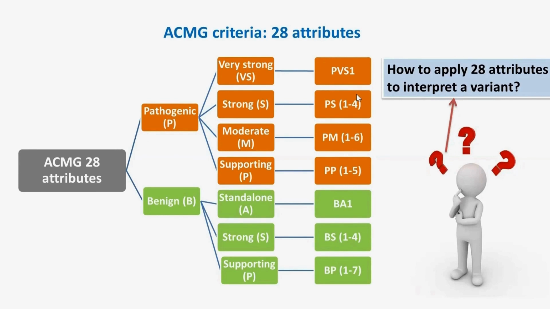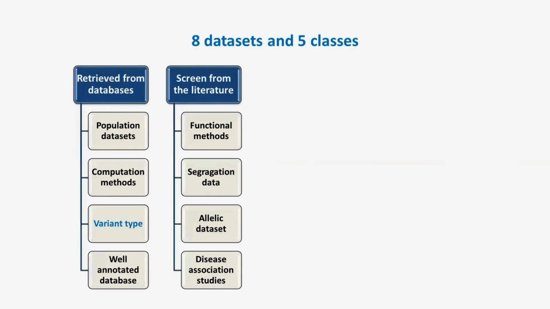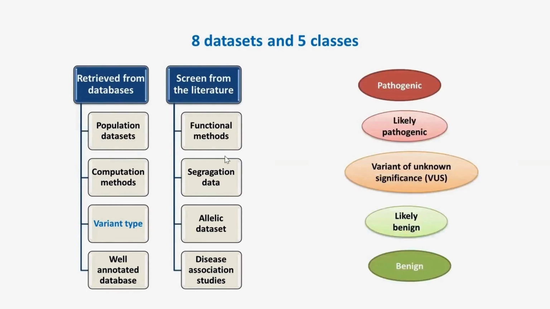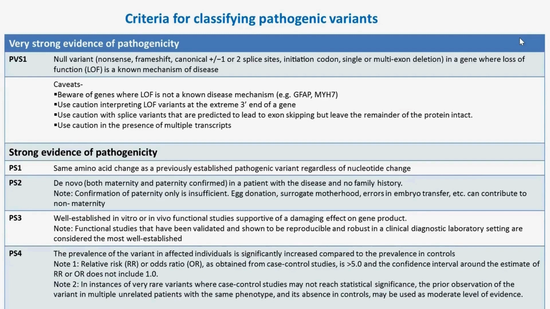So now, how to apply these 28 attributes for interpretation, which seems quite confusing? Let's resolve it. These are the 8 data sets which ACMG used combinedly to interpret the variant, and on the basis of these data sets combinedly, they classified a variant into 5 categories. I will discuss these 28 attributes in detail in the next few slides.